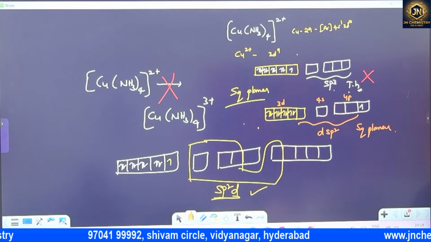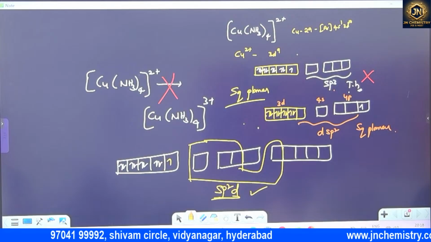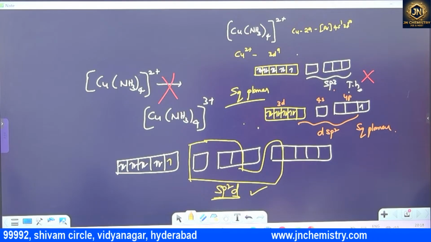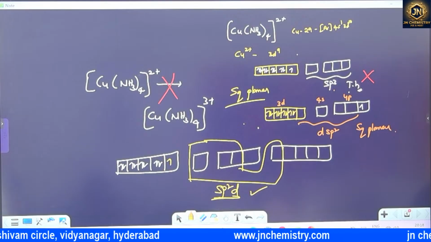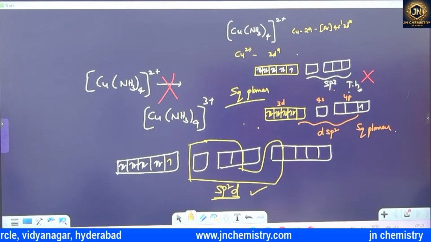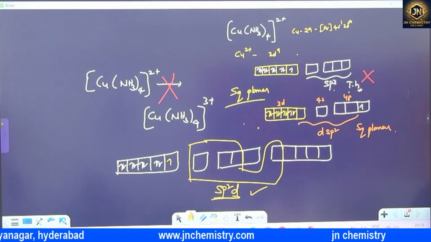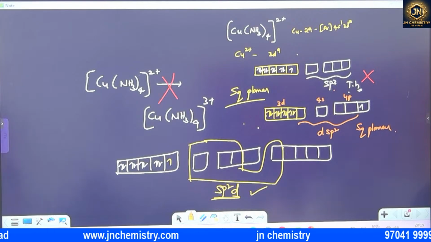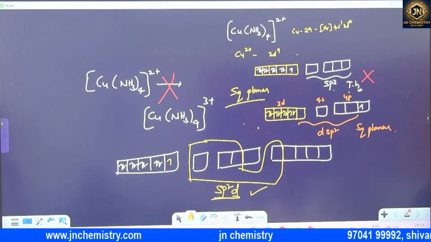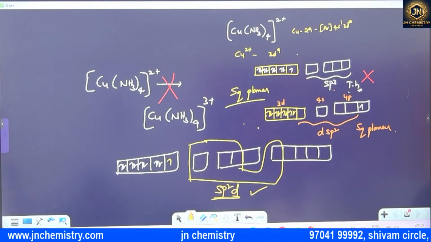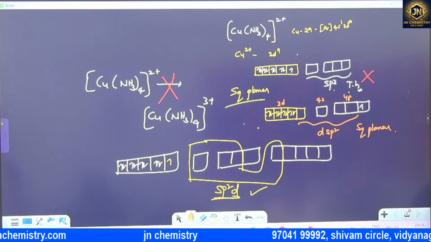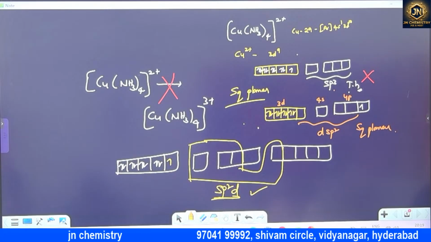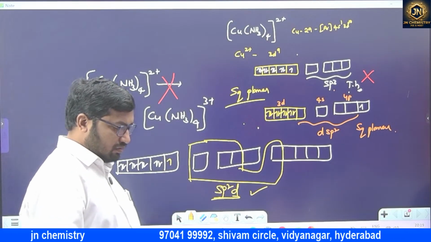Experimentally, diamagnetic or paramagnetic? Paramagnetic, because unpaired electron is present. That one.